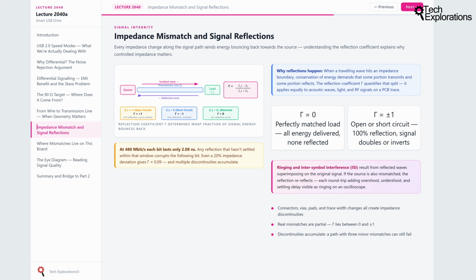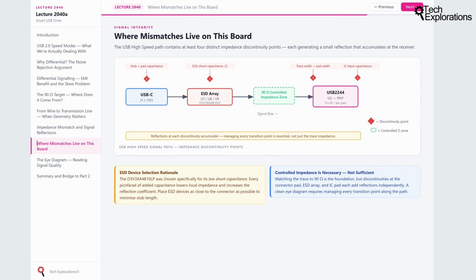That may sound small, but accumulated across multiple discontinuities in the signal path, it's sufficient to degrade signal quality to the point of failure. Knowing that impedance mismatches cause reflections, the next question is, where do these mismatches actually occur in our design? The USB high-speed signal path runs from the USB 2244 through the copper traces to the USB-C connector. Along that path, there are at least 4 points where impedance continuity is at risk.